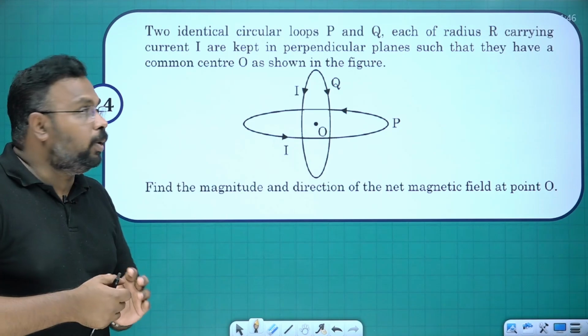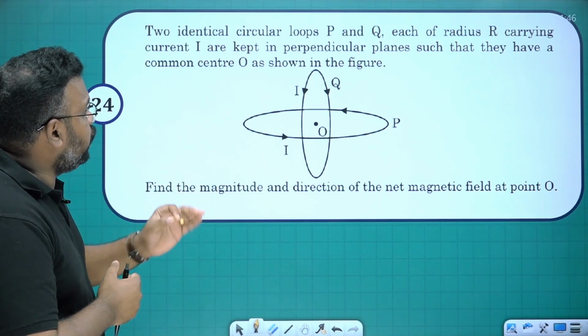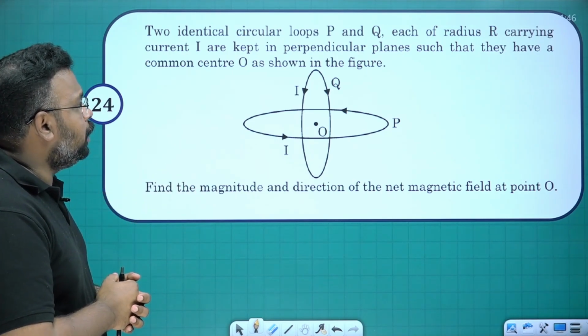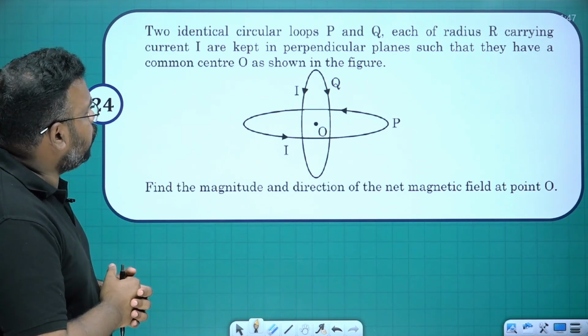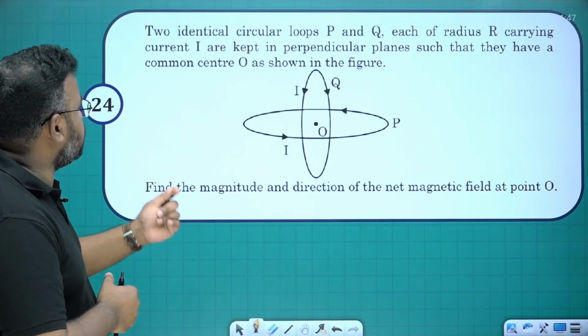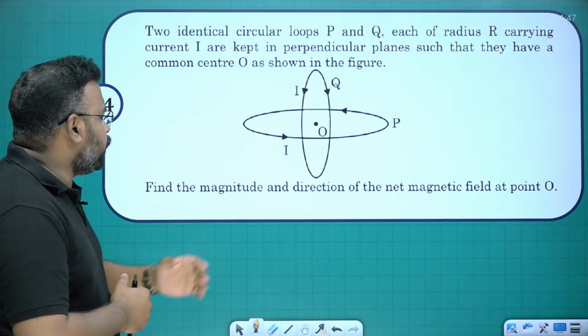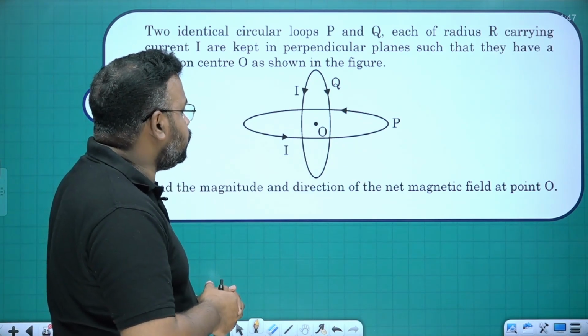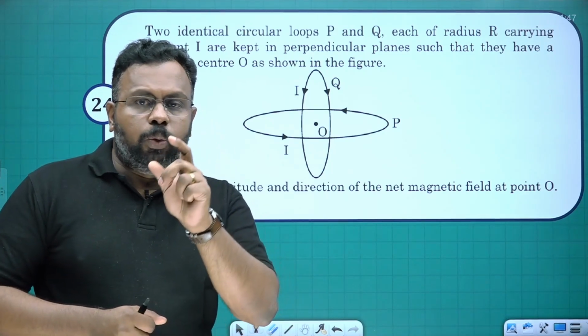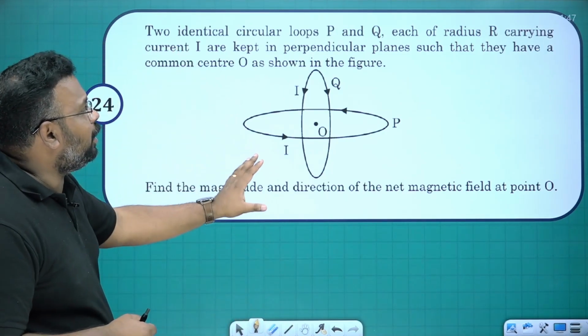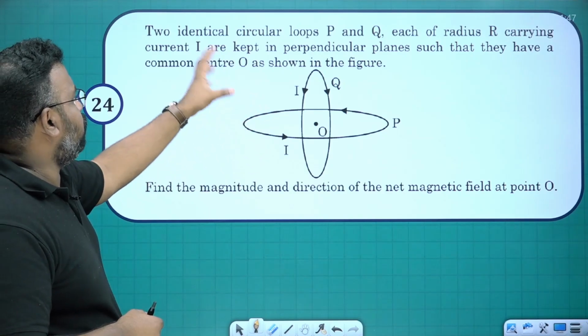Question number 24 now. Two identical circular loops P and Q, each of radius R, carrying current I, are kept in perpendicular planes such that they have a common center O as shown in the figure. Find the magnitude and direction of the net magnetic field at the point O. So there are two coils, right? Two coils, but they are identical in all senses. Radius is same, current is same.